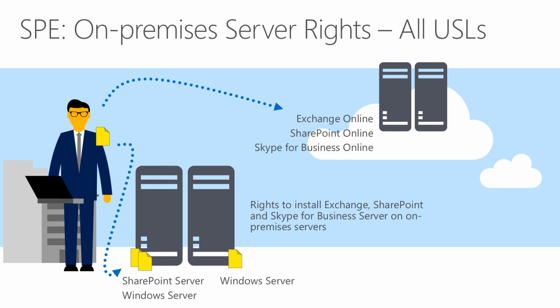You can see that I've actually put on-premises servers on the slide. You couldn't use these rights to run Exchange server in a virtual machine on Azure or on shared hardware in a service provider server farm. And of course, the SPE USL that we bought for this man here allows him to access these servers too.